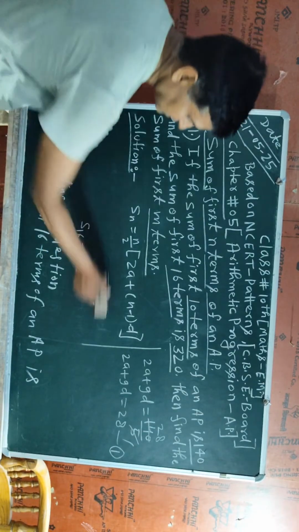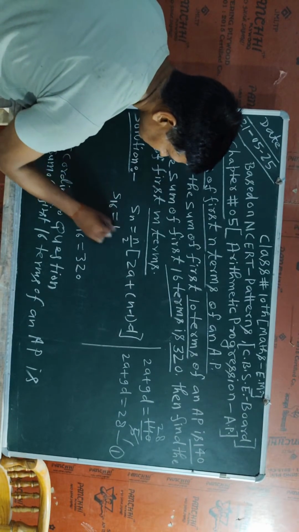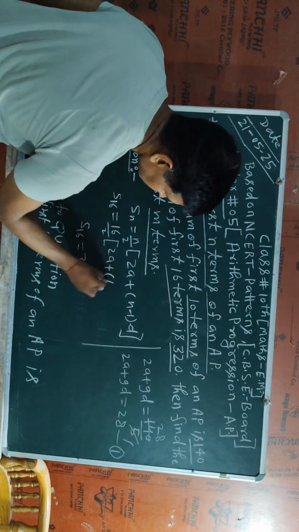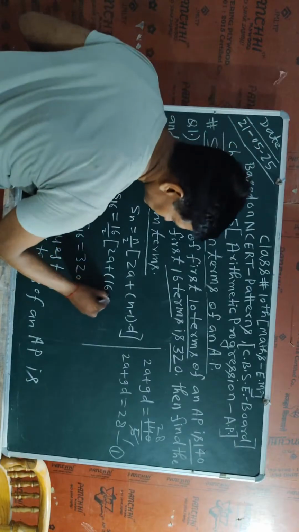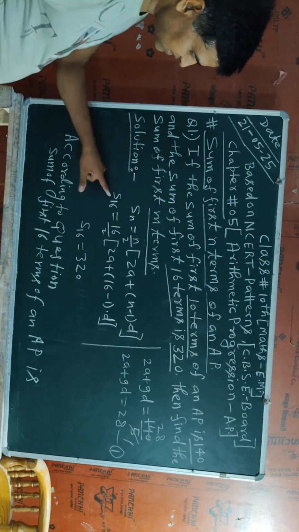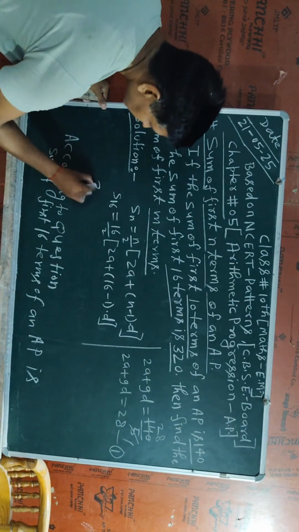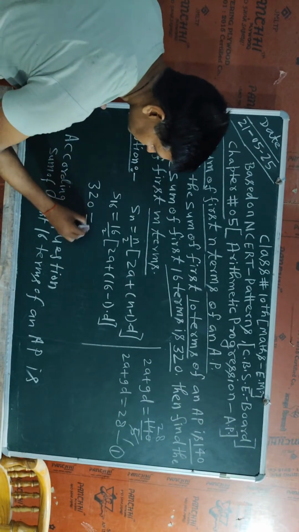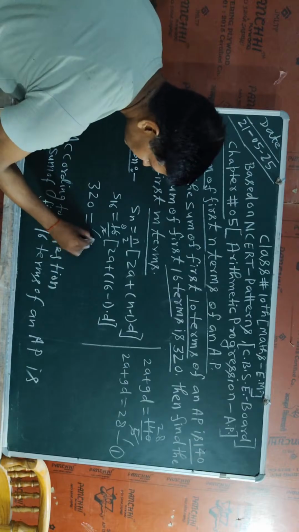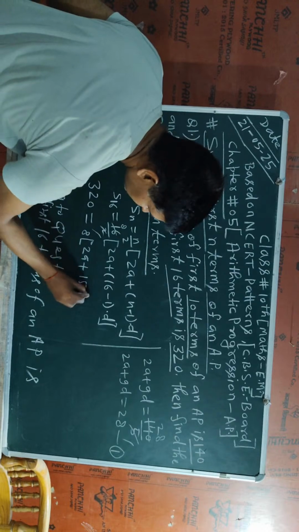Okay students, now that information I will substitute here. So here S16 which is equal to 16 divided by 2, into the bracket 2a plus (n minus 1) into d. In the place of n I will write 16. Further I will simplify. In the place of S16 I will write here 320, which is equal to 16 divided by 2, that is 8, in the bracket 2a plus 16 minus 1, that will be 15, into d.